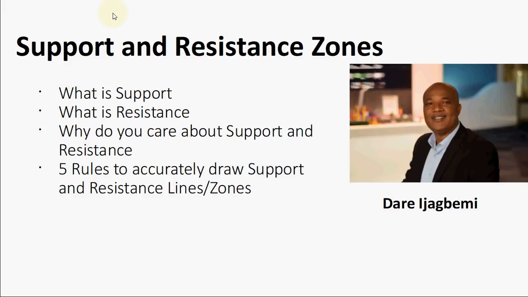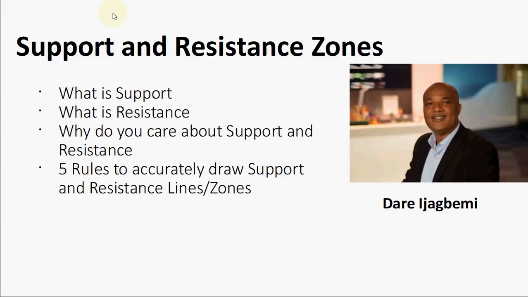So we'll talk about what support is, what resistance is, why you should care about support and resistance, and we will touch on 5 rules for how we can accurately draw support and resistance lines or zones. So let's start. What is support? Support is a level where price finds it difficult to fall below until it fails.